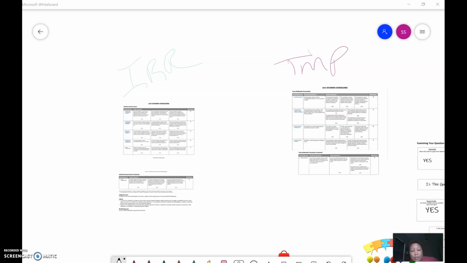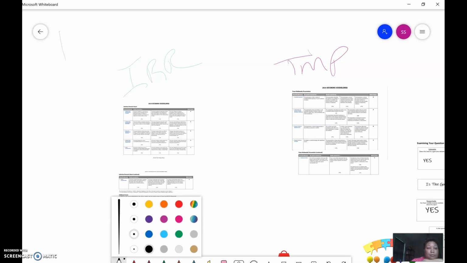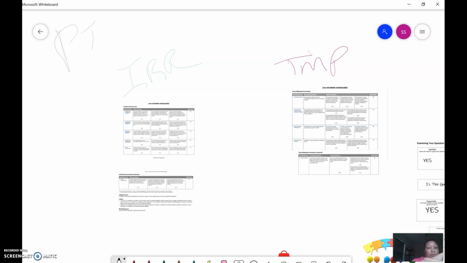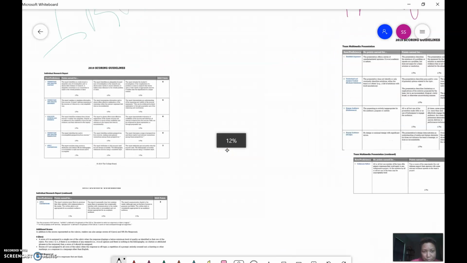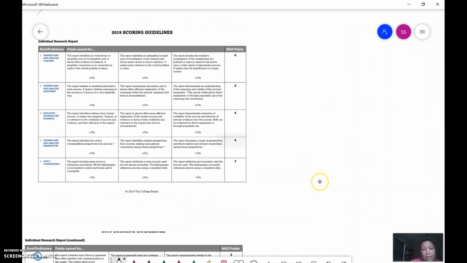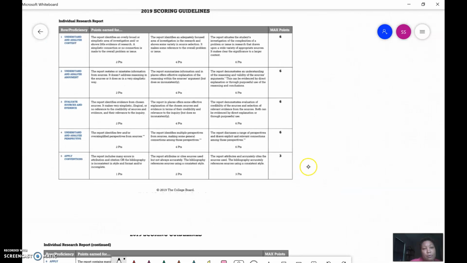Okay, guys, so I'm going to introduce to you PT1, which is our first performance task. Performance task one consists of two tasks: the independent research report and the team multimedia presentation. I am going to discuss both of these and how they look so that you have an understanding of what the expectations are. First, let's go over the rubrics and let's look at the rubric for the IRR.